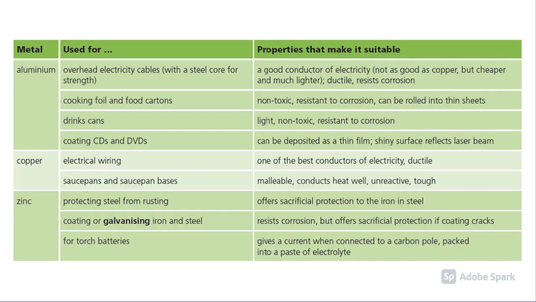The three metals, aluminium, copper and zinc, are metals that you will be asked about. You will need to give several different uses for these three metals and link each of the uses to the properties of the metal that makes it suitable. This table gives you all of the information that you need to memorize. For example, aluminium is used in drinks cans because it is light, non-toxic and resists corrosion.